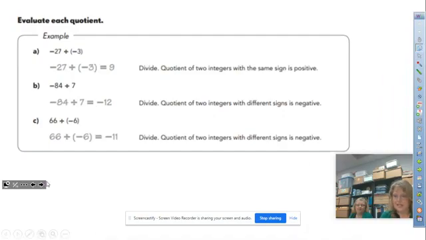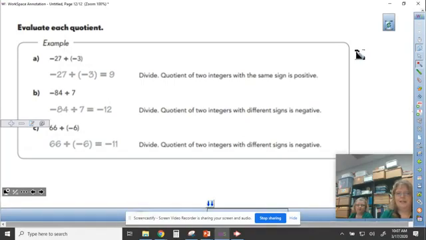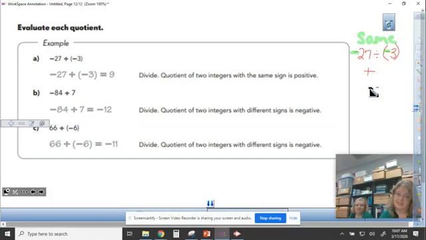Then you will see a second example all about dividing. And again, with dividing, if I have a problem like negative 27 divided by a negative 3, in which case both of those are negative numbers, so they have the same sign, I know that my answer is going to be a positive answer. And then I just divide like normal. 27 divided by 3 is 9. I end up with a positive 9.